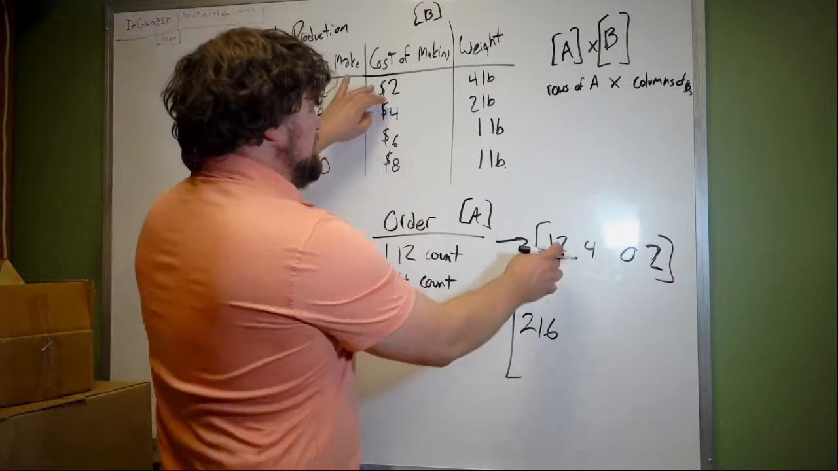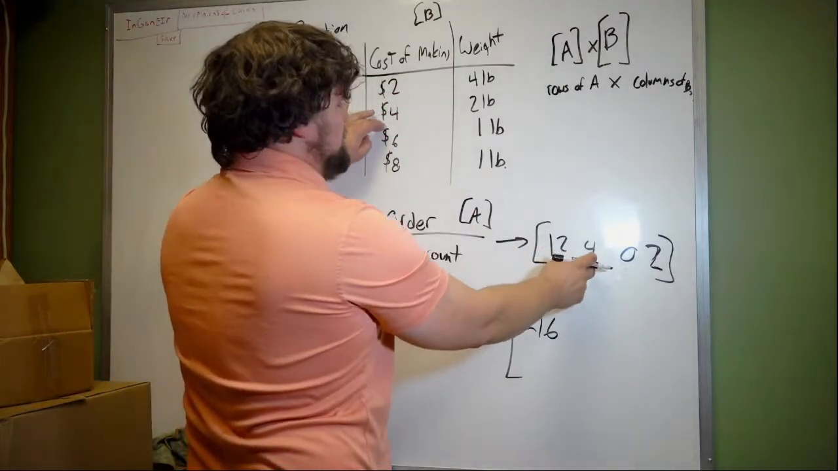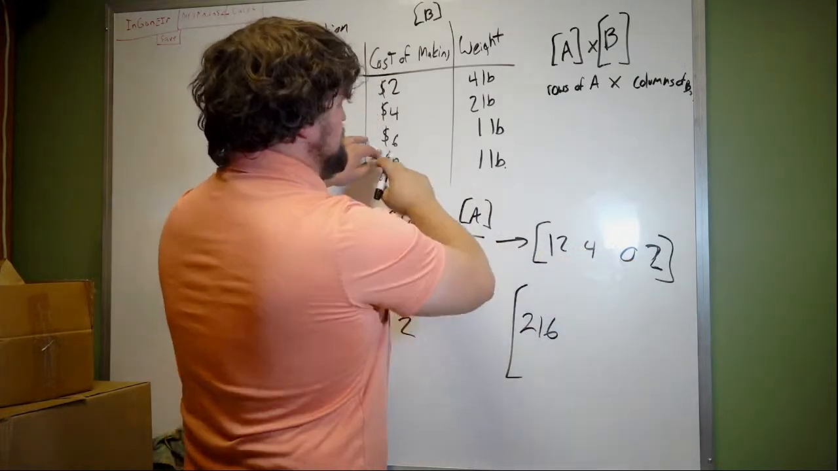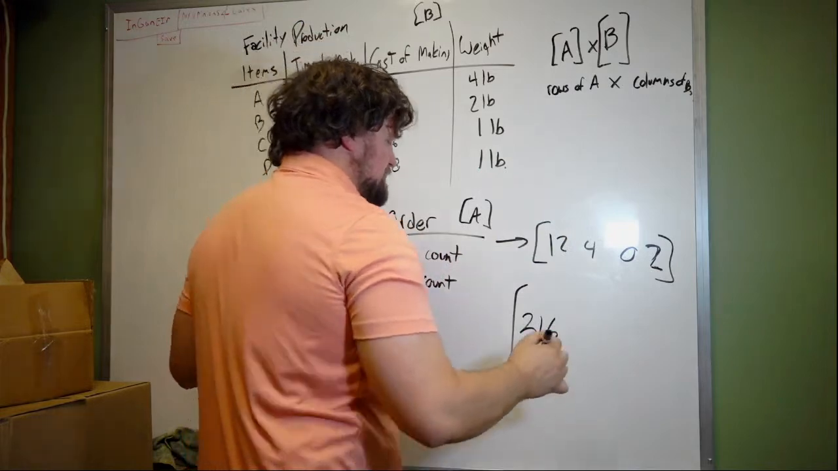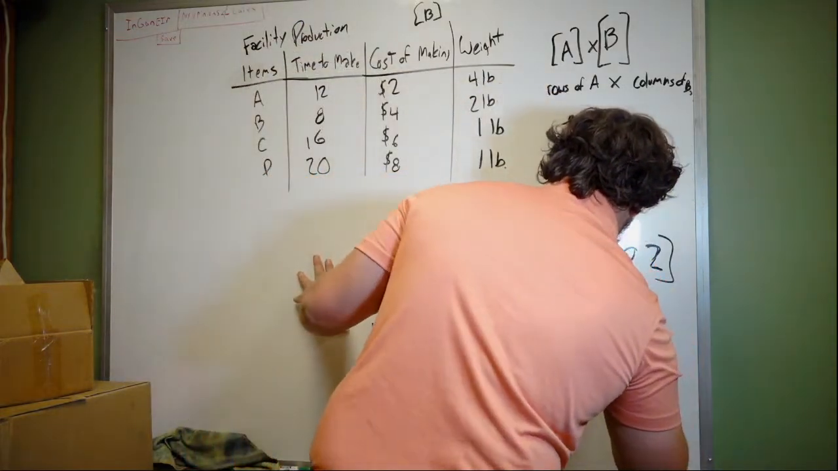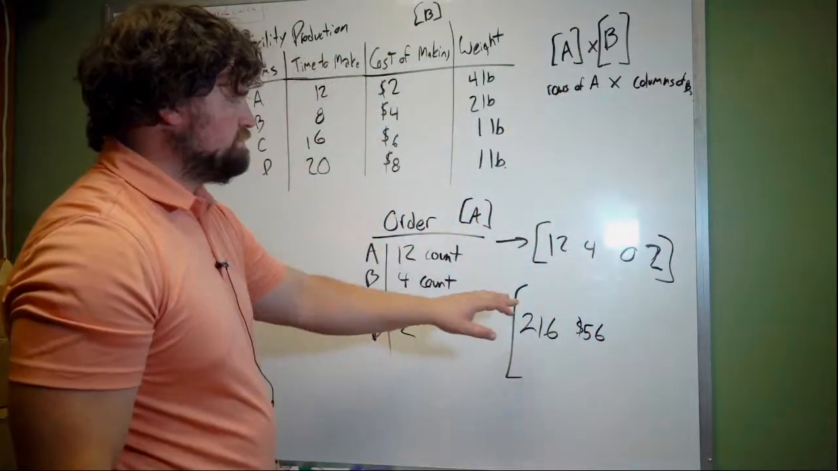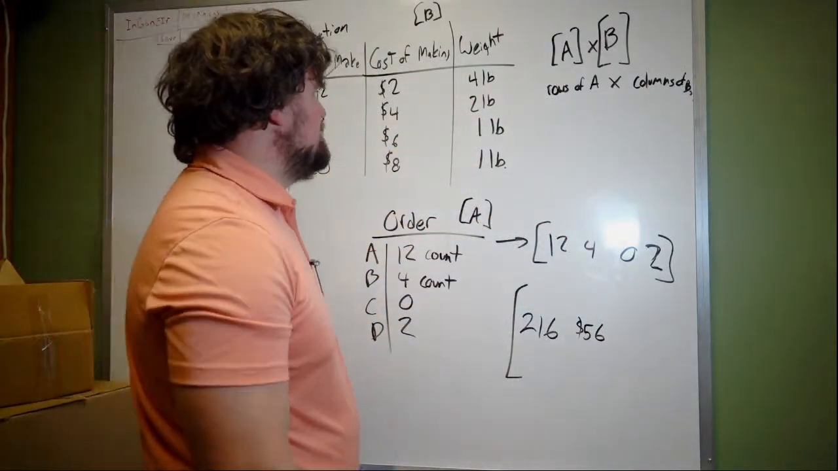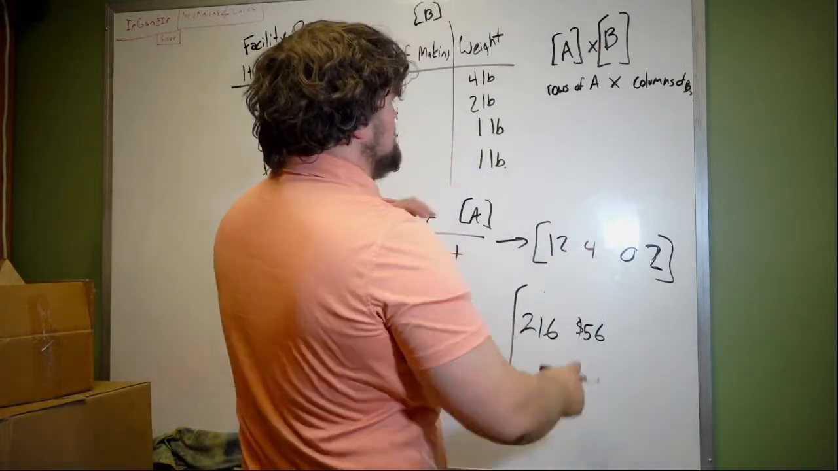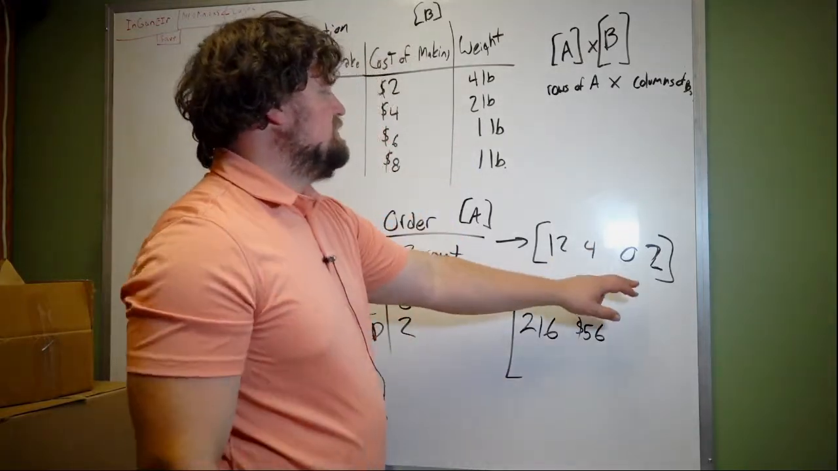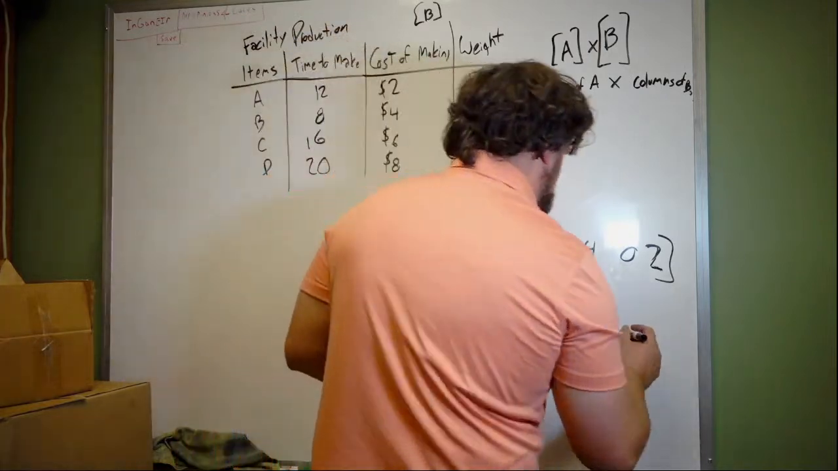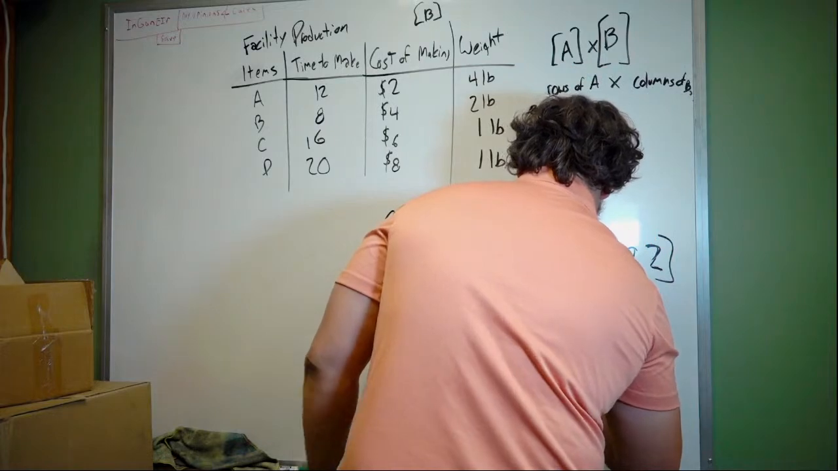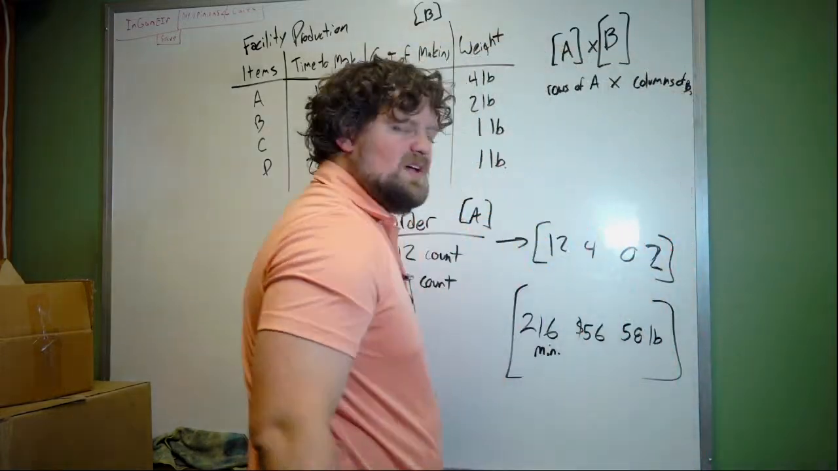Total cost of making: 12 times 2 is 24. 4 times 4 is 16. So 24 plus 16 is 40. 0 times 6, 2 times 8, that's 56. It'll cost $56 to make this order. And then 12 times 4 is 48. 48 plus 8 is 56. 0, and then 58. So it'll weigh a total of 58 pounds. Okay, and that's my resulting vector.